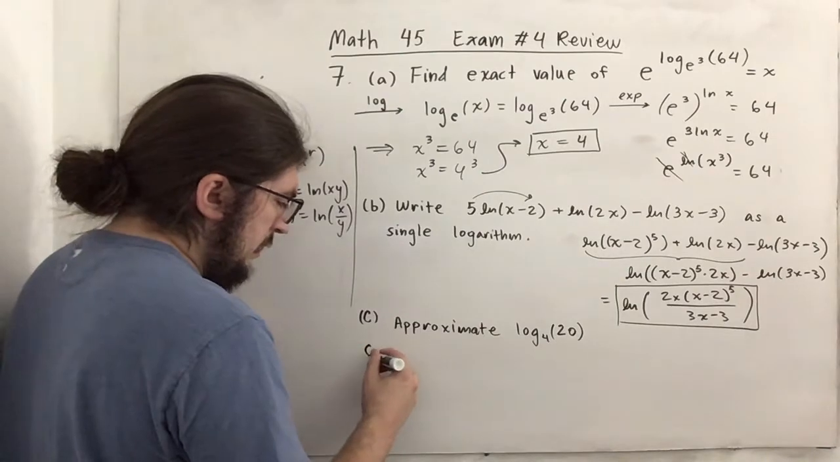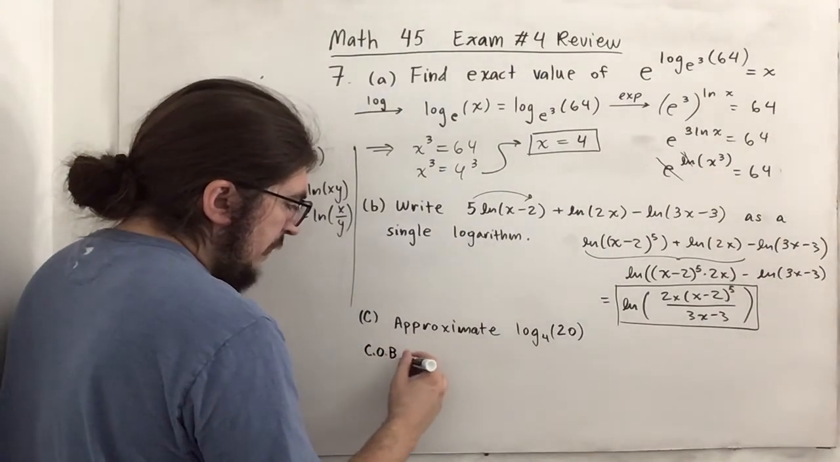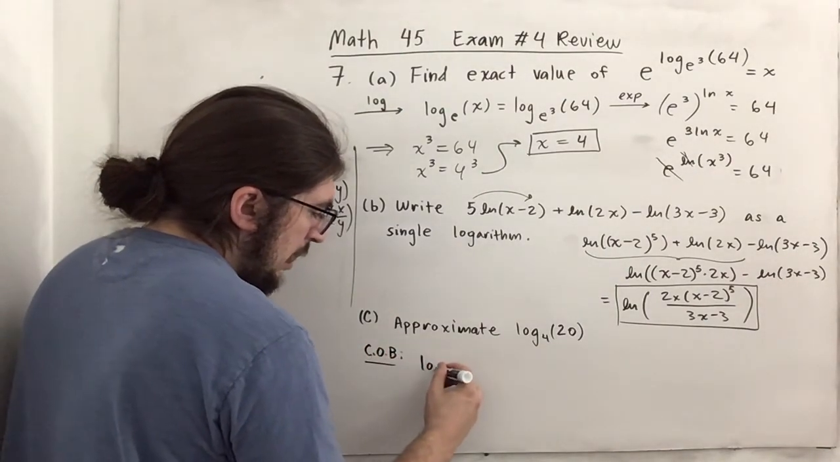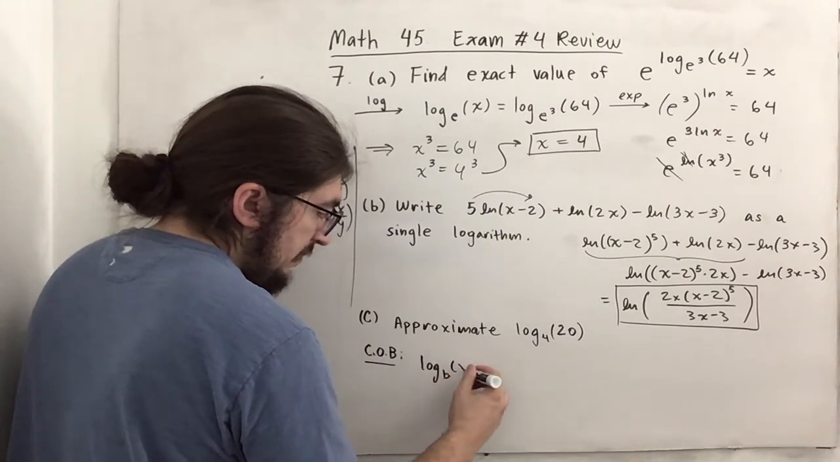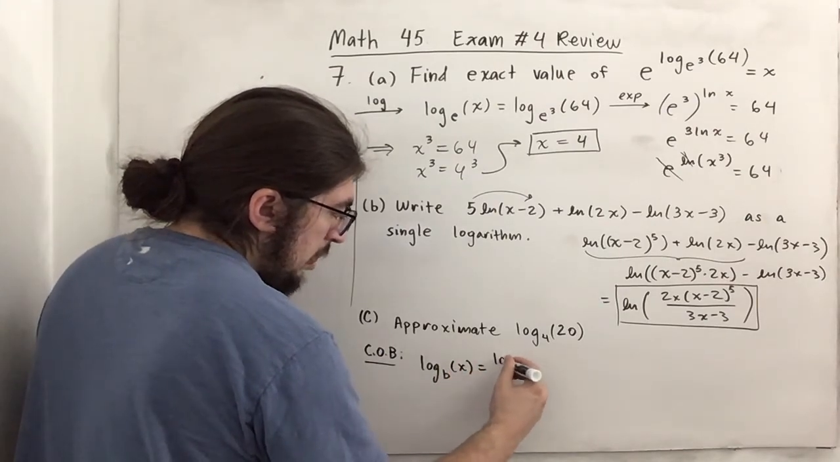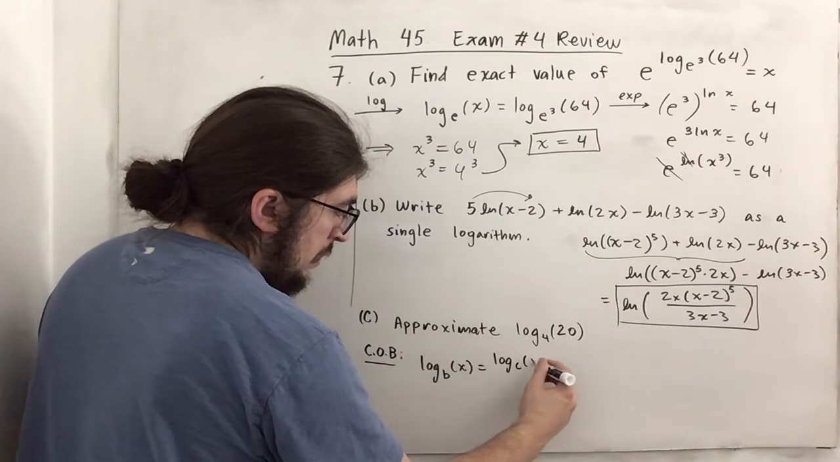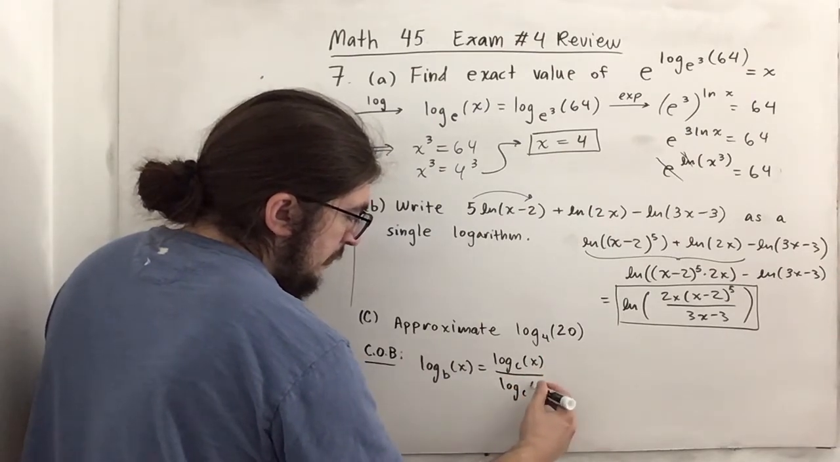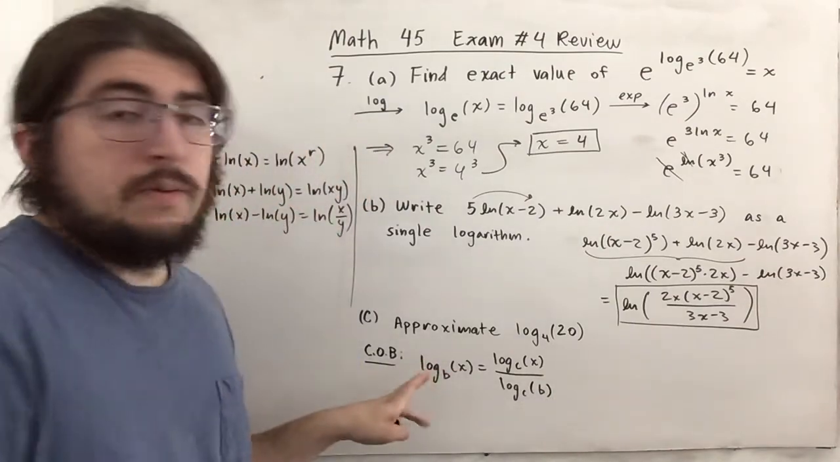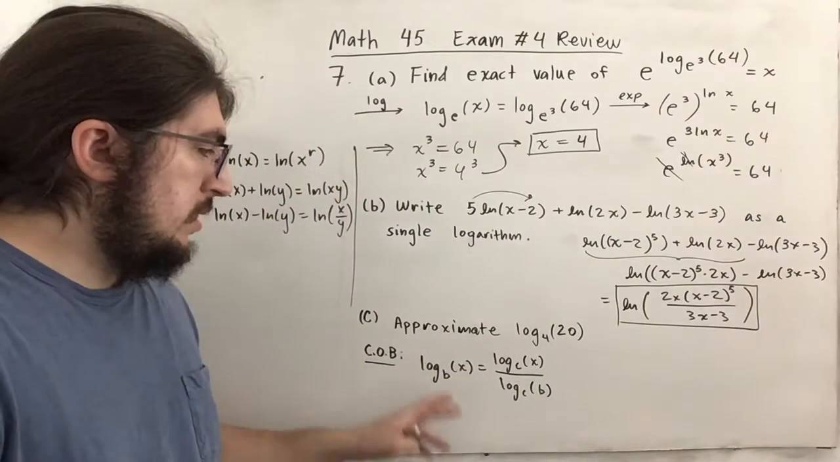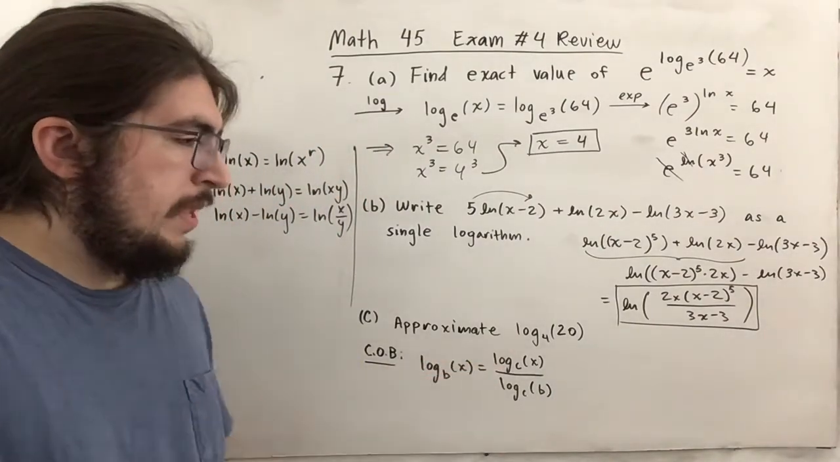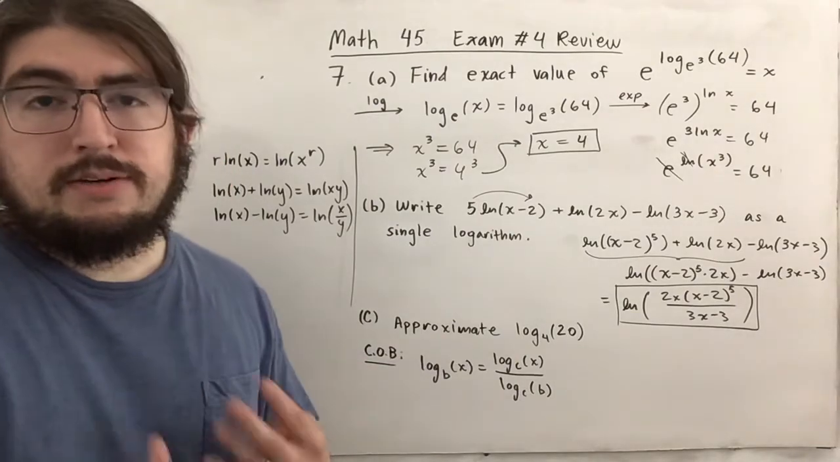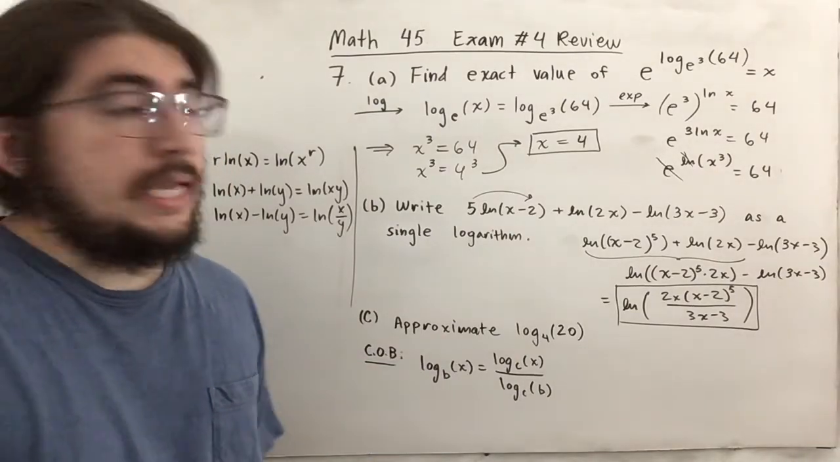I'll write it here actually. So I'll write COB for change of base. And it basically says log base, any base of x, is equal to log base some other base of x over log of that same base of the original base. So it sounds weird at first, you're changing bases from B to C, but this is nice because our calculators again only know log base 10 and log base E.